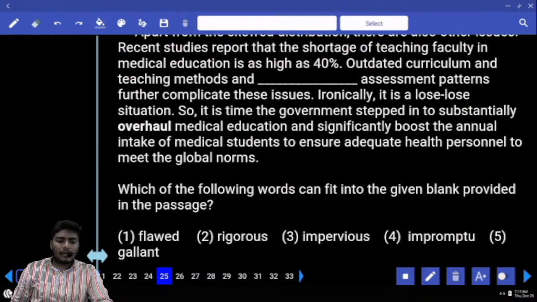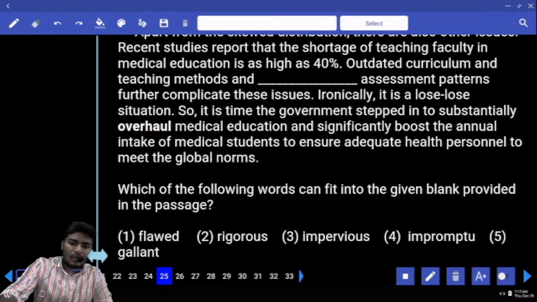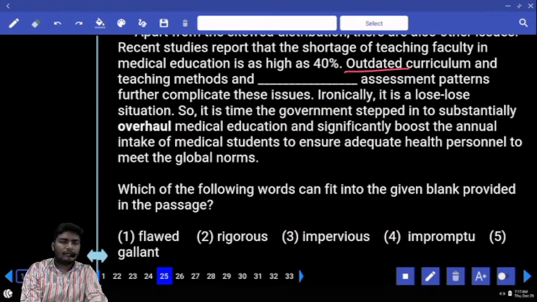Which of the following words can be used to fill in the blank? Outdated. Can you tell me one synonym for the word outdated? Old. Okay. Anything else? Take it down, underline. That is important word. Outdated curriculum and teaching methods and dash assessment patterns further complicate these issues.